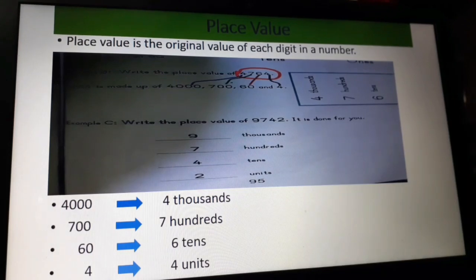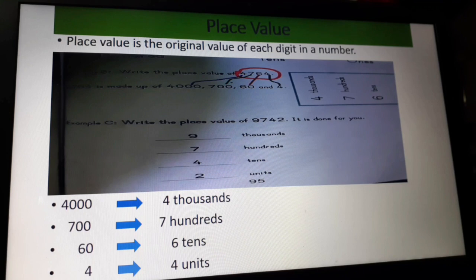So what can you see on the above of the page? Place value. Yes. What is the place value? Any guess? Place value is the original value of each digit in a number. What is a digit? Suppose 4764. Here, how many digits are in the number? 4 digits. What are the digits? 4, 7, 6, 4. Yes.